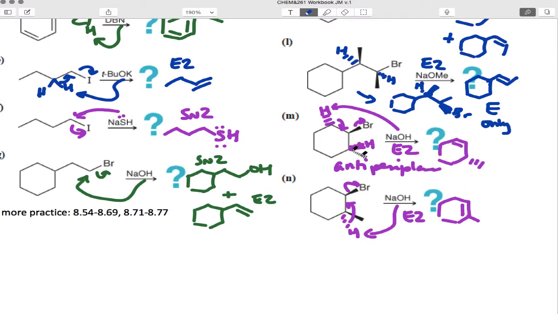And if I switch the methyl group, so now the hydrogen here is in the back, now these are antiperiplanar, so I'm going to grab this hydrogen and make the more stable alkene in this case. So both of these have to do with antiperiplanar geometry.